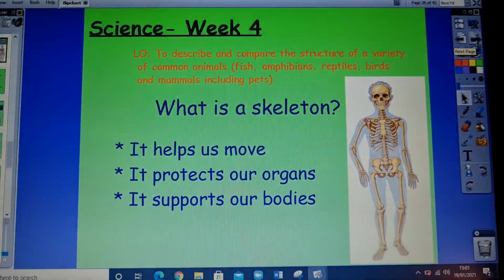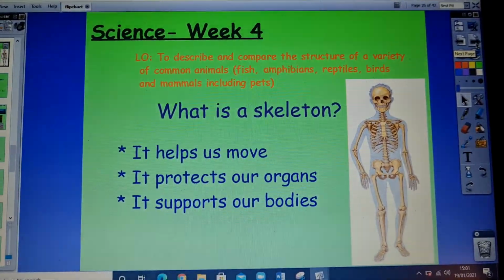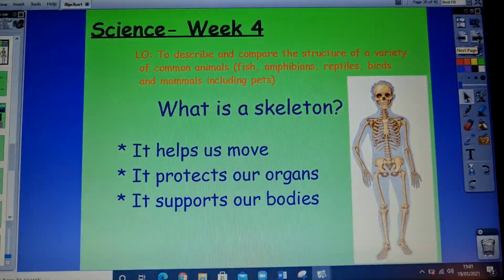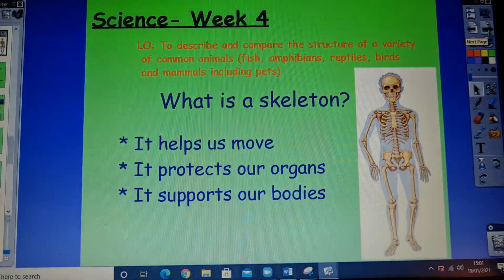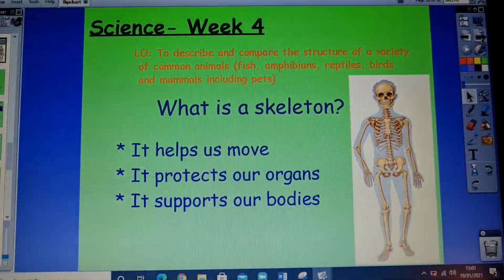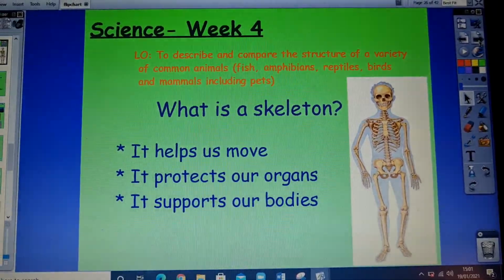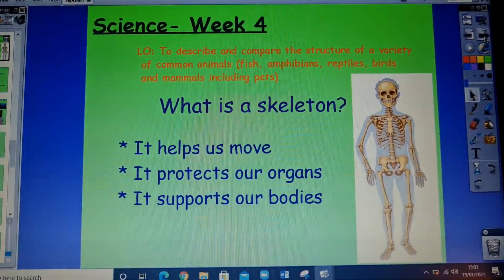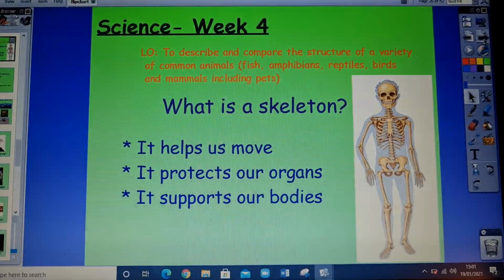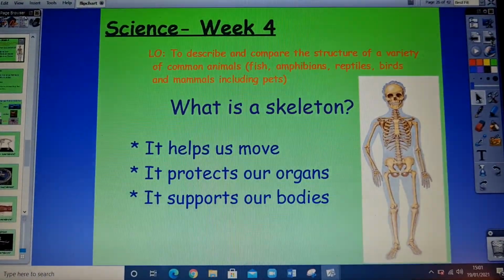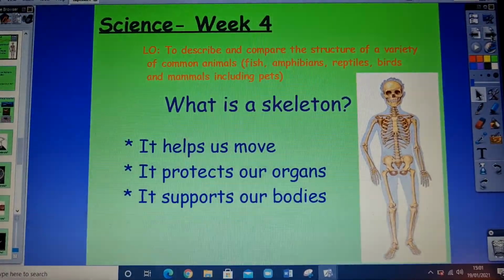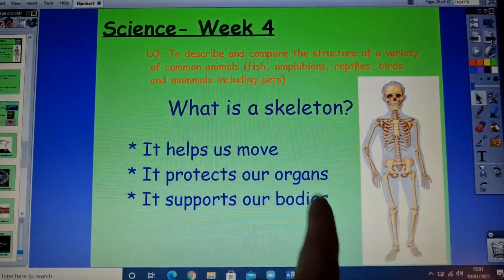Science, week 4. So today we're going to learn all about the difference between a vertebrate and an invertebrate. So before we start, what is a skeleton? So a skeleton helps us to move, it protects our organs, and it supports our bodies. And that's what our skeletons look like here.